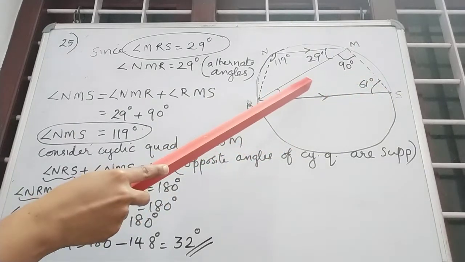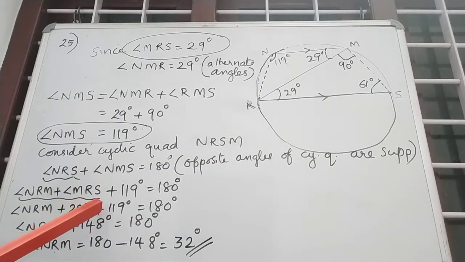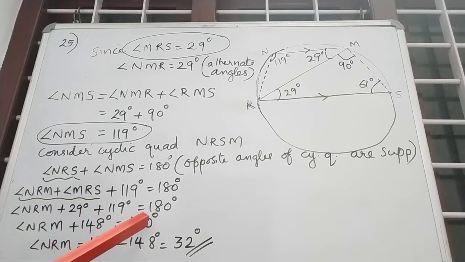MRS, it is there in the question itself, 29. So replace that as 29 degree plus 119 degree is equal to 180. So NRM plus 148 is equal to 180. So NRM is equal to 180 minus 148 degree, that is equal to 32.